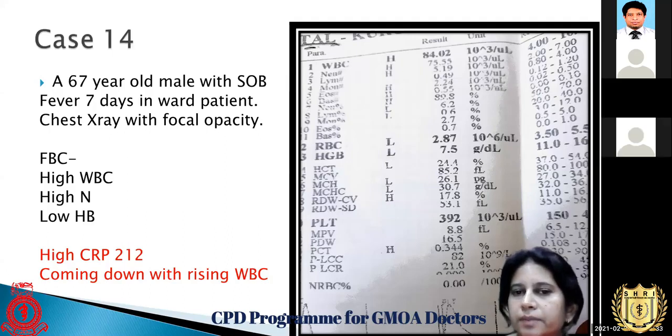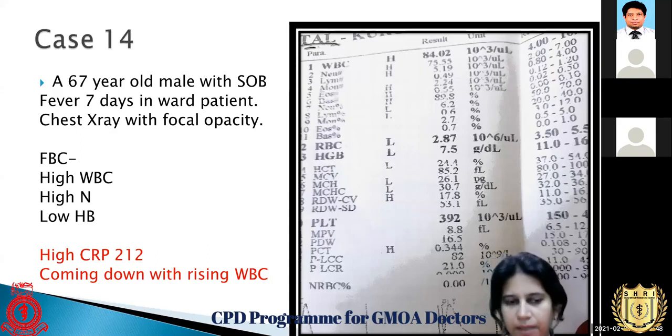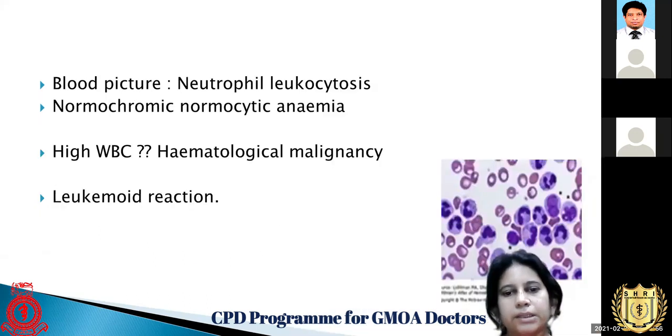Here the differential appeared in this full blood count: neutrophil leukocytosis, low RBC, low hemoglobin, normal platelets. Initially this patient had a very high CRP. It's coming down, but the rising WBC was the worry of the physician. When you see the blood picture, it's neutrophil leukocytosis, no blast cells, no abnormal cells, normochromic normocytic anemia.